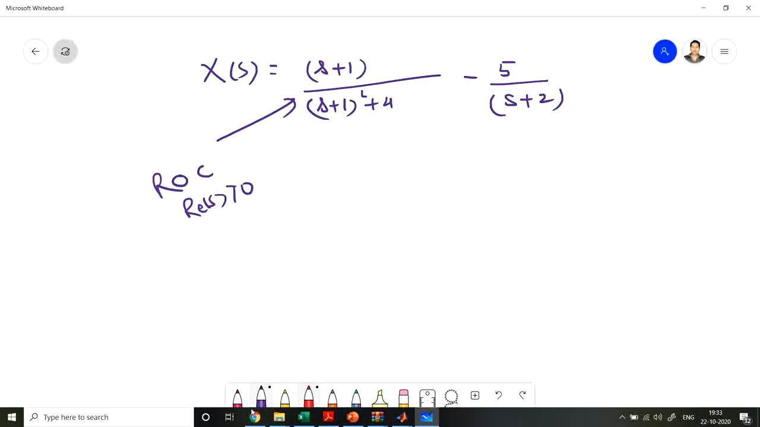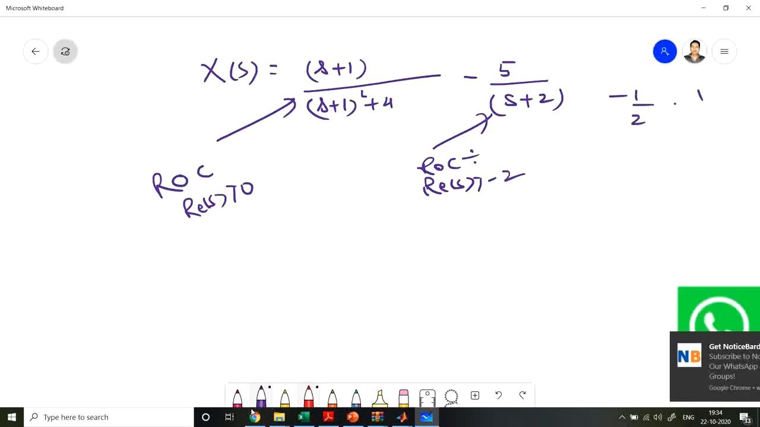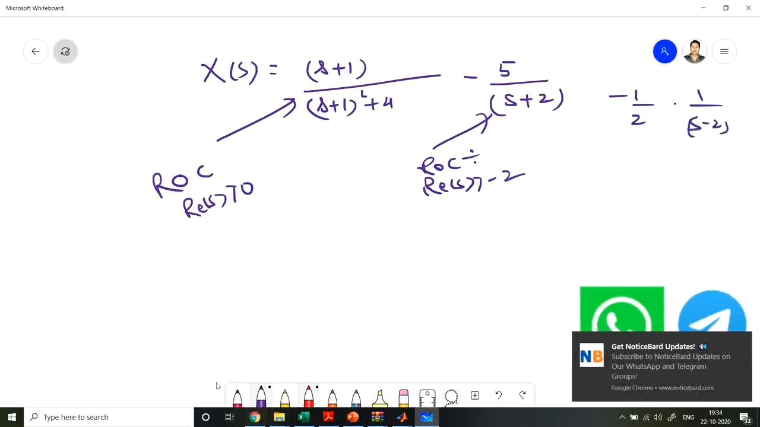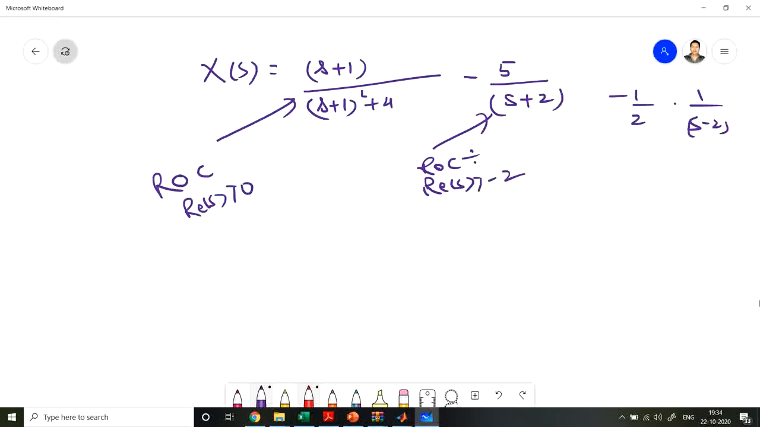That second signal is e raised to the power minus 2t into u(t), so the ROC is real part of s greater than minus 2. Now for the third signal, the Laplace transform is minus 1 divided by 2 times 1 divided by s minus 2. Because it is a left-sided sequence, the ROC is real part of s less than 2.